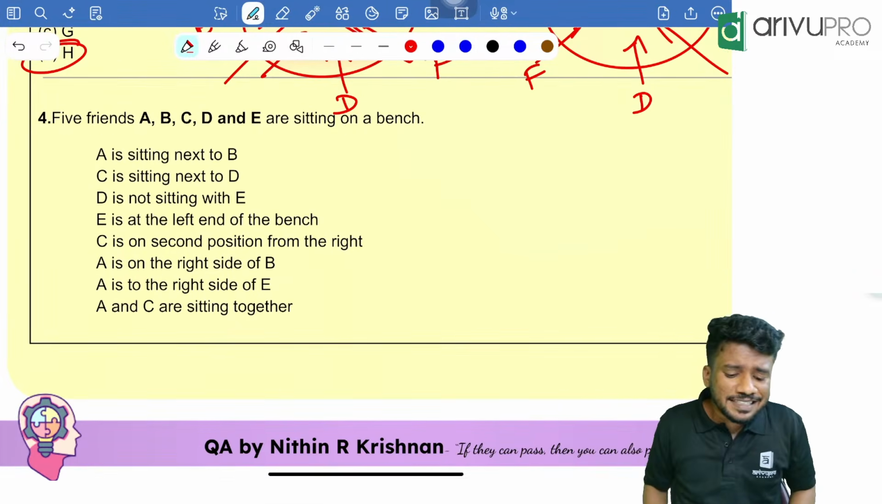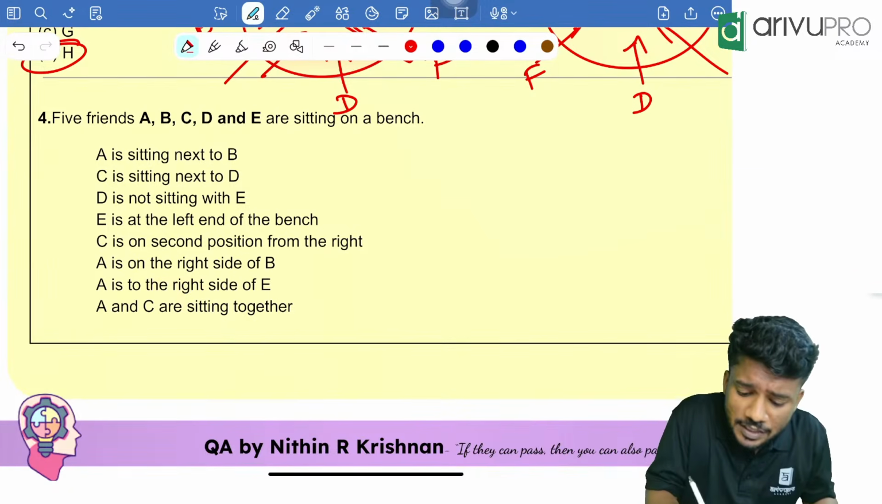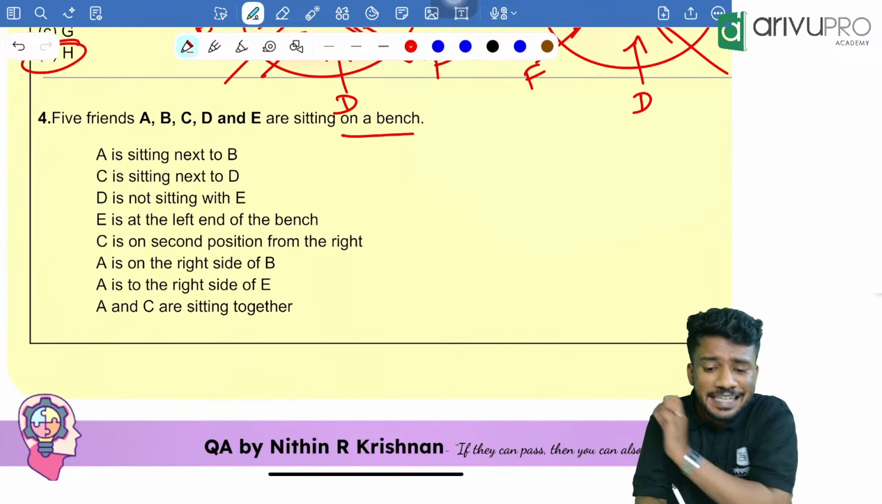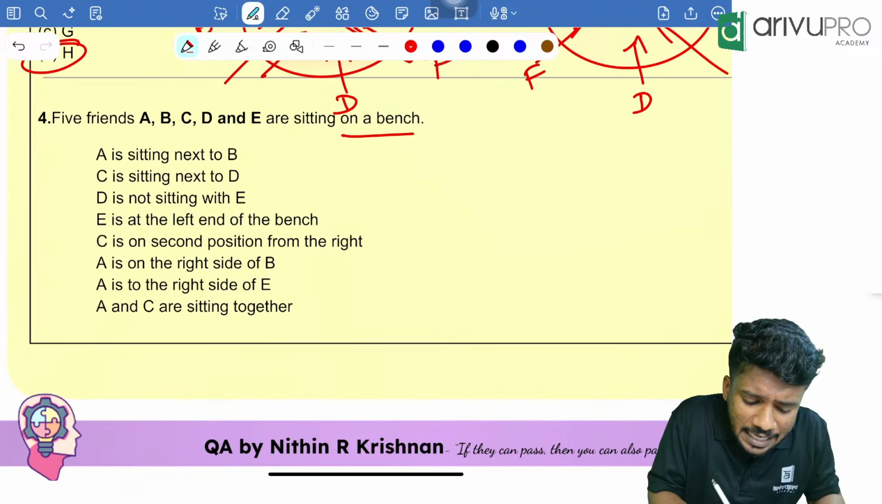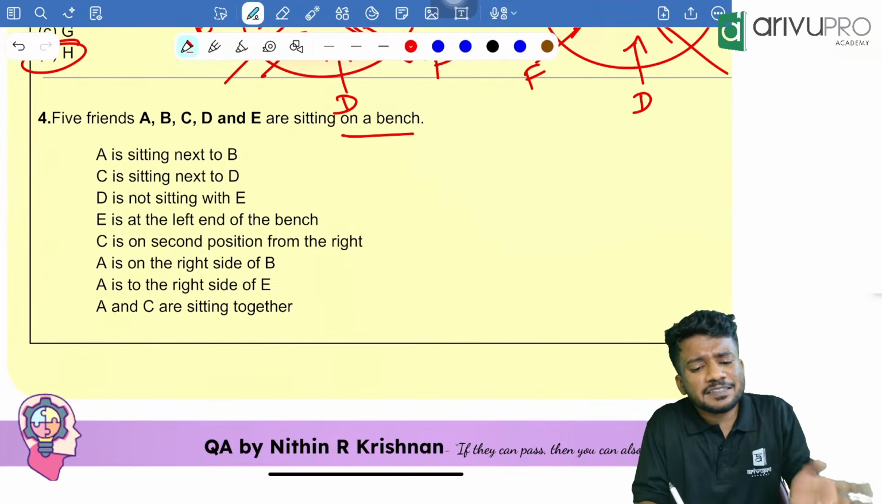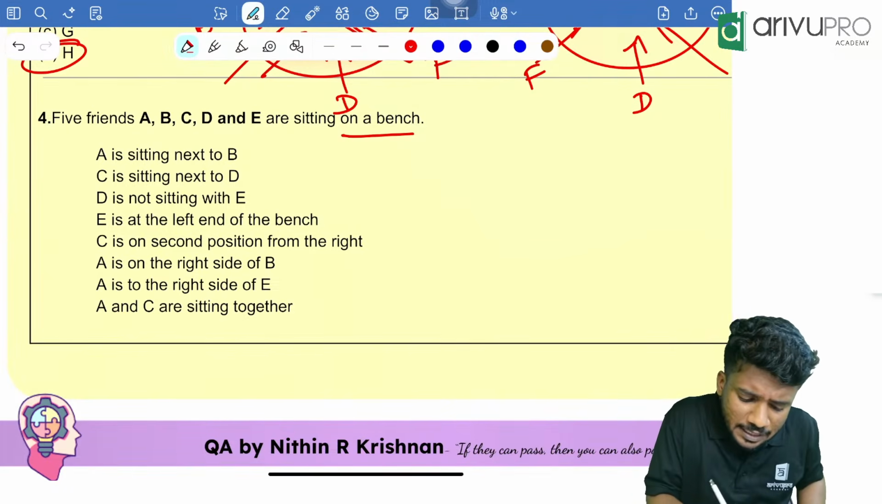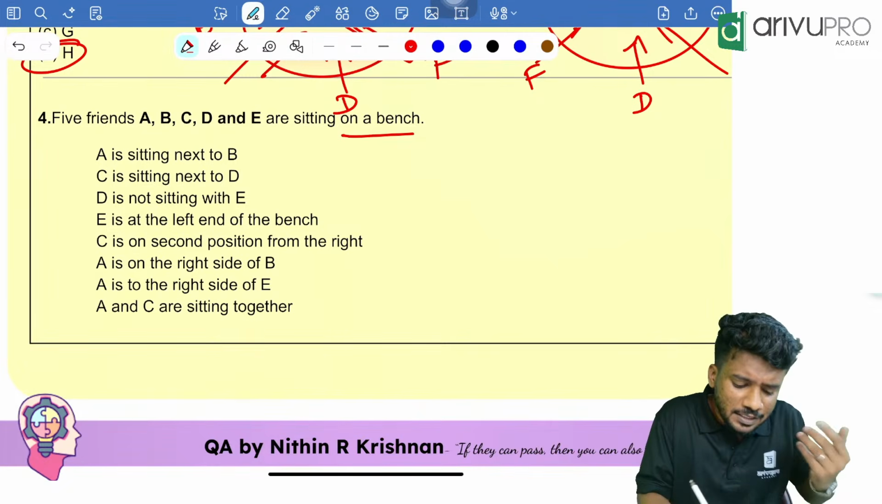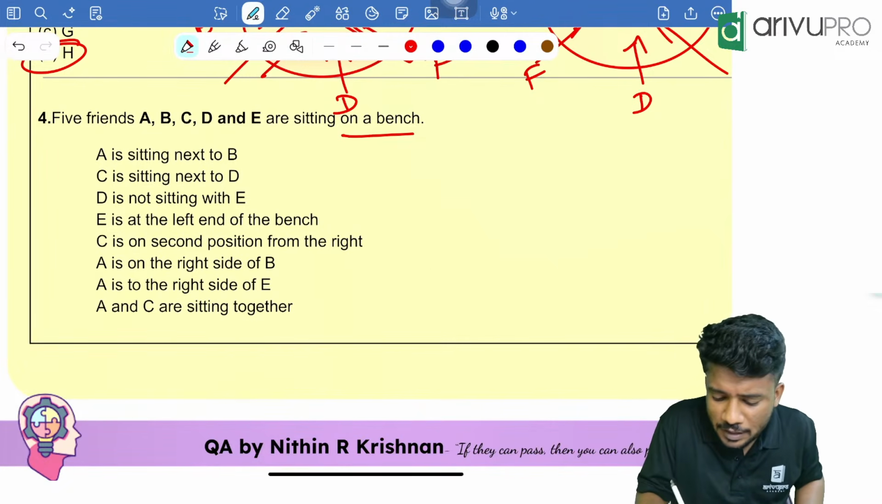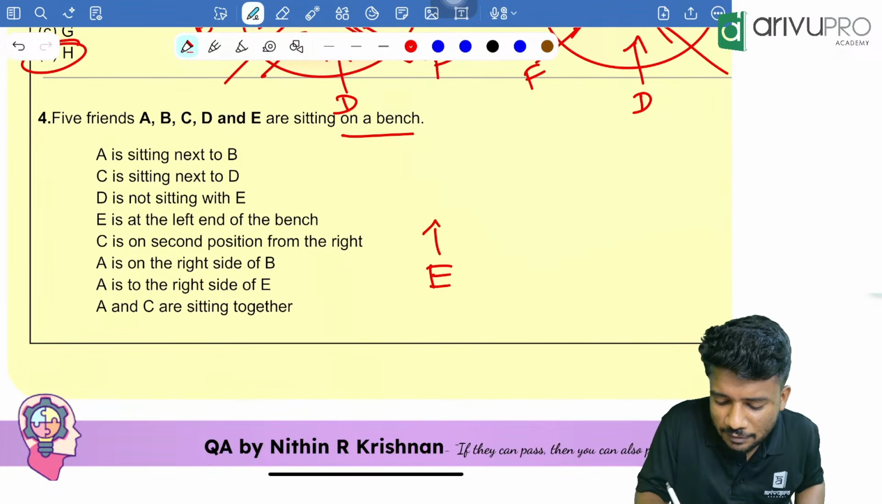Now, 5 friends A, B, C, D, E are sitting on a bench. That means it is a linear arrangement. A is sitting next to B. C is sitting next to D. D is not sitting with E. E is at the left end of the bench.